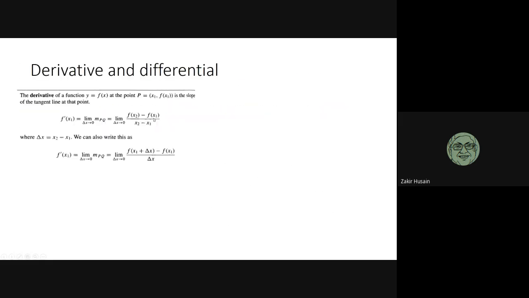Now we come to derivative and differential. The derivative of the function is (f(x2) minus f(x1)) by (x2 minus x1). We can also write this by substituting x1 plus del x in place of x2. So the x1 cancels out, and we just have del x. So this is the derivative of a function.